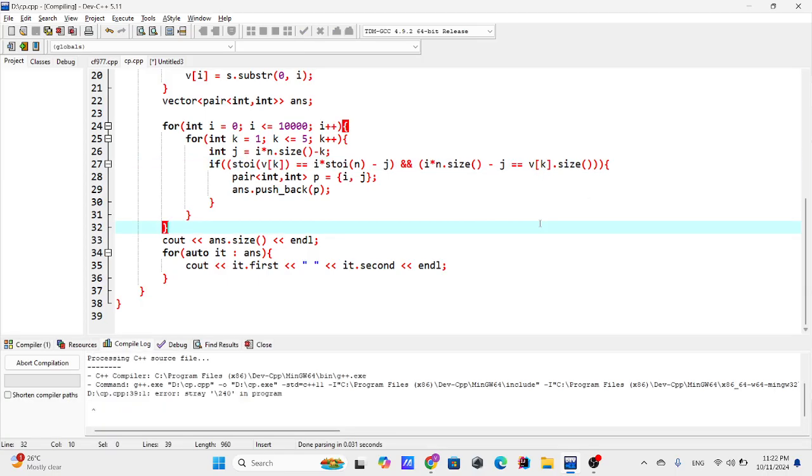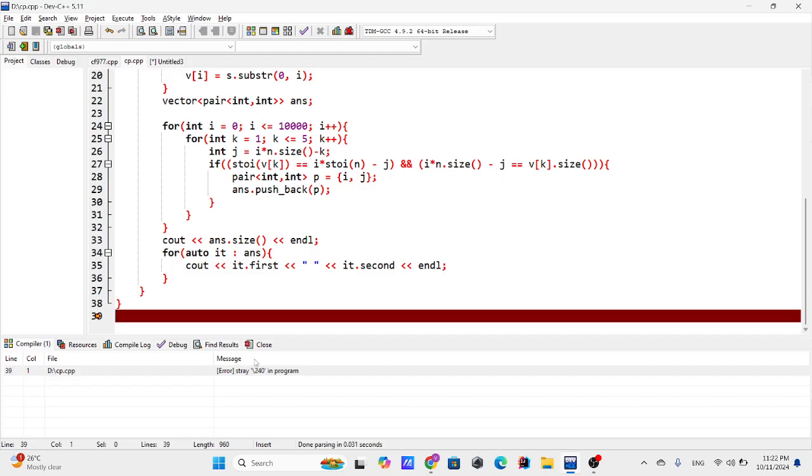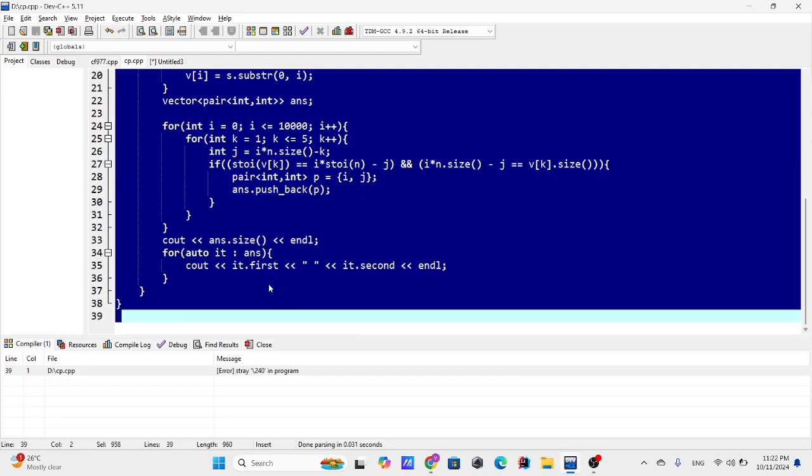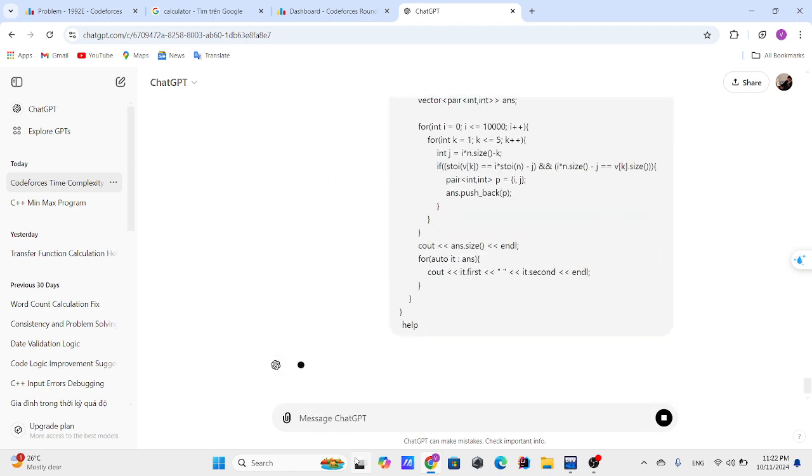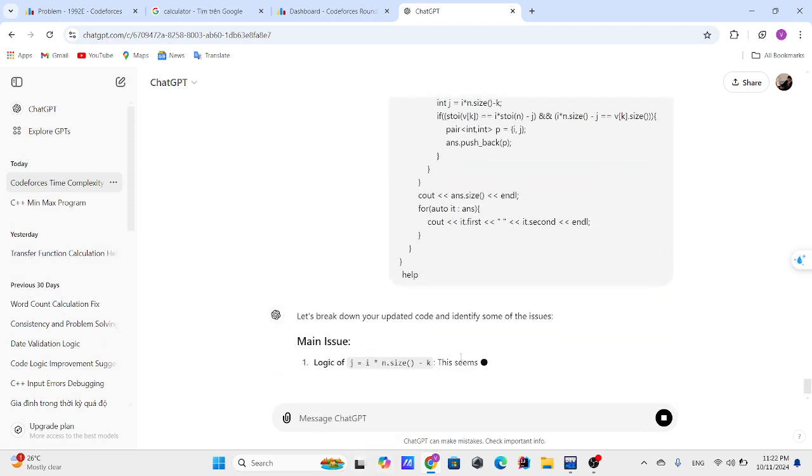Okay, what the fuck? Ah, yeah, this must be correct, guys. This must be correct. Yeah, this must be correct.